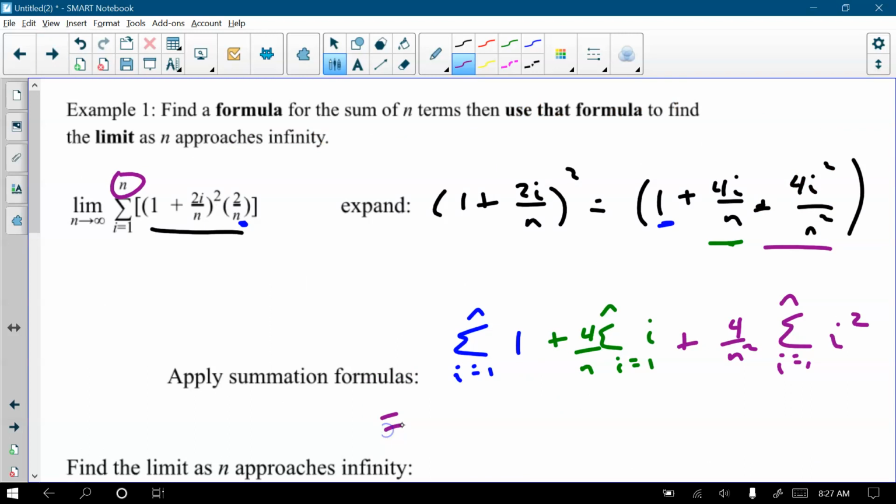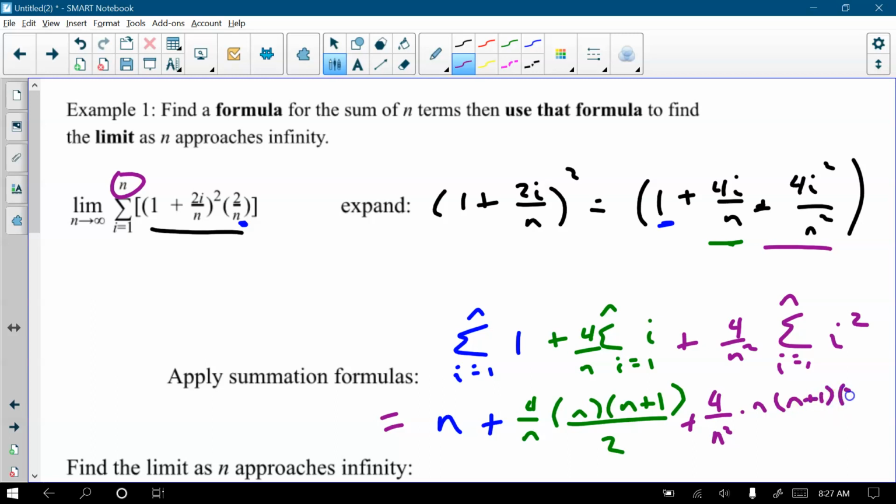For those that don't want to, here's the work. So we have n plus, now let's see, we have 4 over n times n plus 1 over 2, plus 4 over n squared, and then times n plus 1, 2n plus 1 over 6.